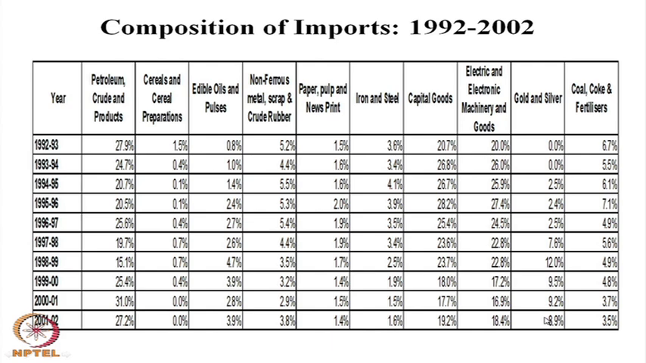current account deficit. The gold import is not because of the export sector, but because domestic consumption has increased, and India has been importing a significant part of the gold. Coal, coke and fertilizer also constitute a significant part of our import basket. Nearly 6-7% of our import basket is constituted by coal and coke, and fertilizers.